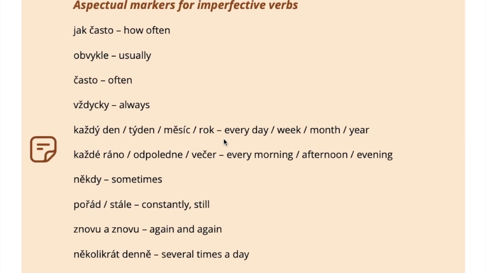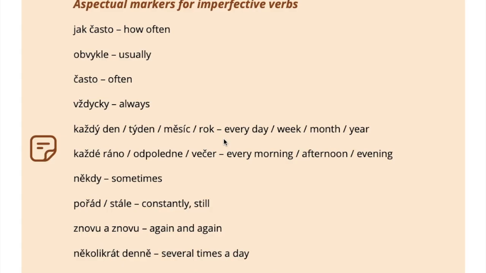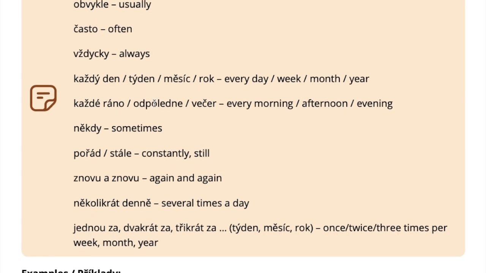So, aspectual markers for imperfective verbs, just like we had with perfective verbs. Teď se podíváme na nějaká slovíčka, která označují nedokonavý vid, stejně jako jsme to udělali s dokonavými slovíčky, s dokonavým videm. Máme tady jak často, how often, because again, frequency. If we can talk about frequency, it's imperfective aspect. Obvykle, usually, často, often, vždycky, always.